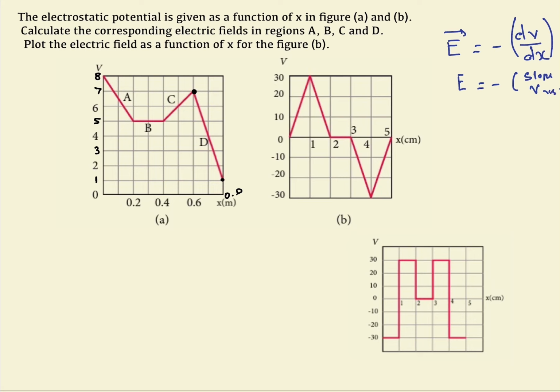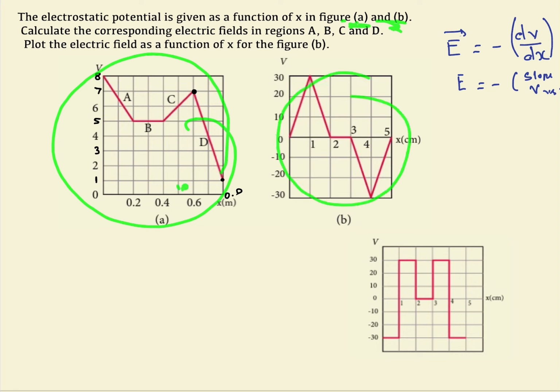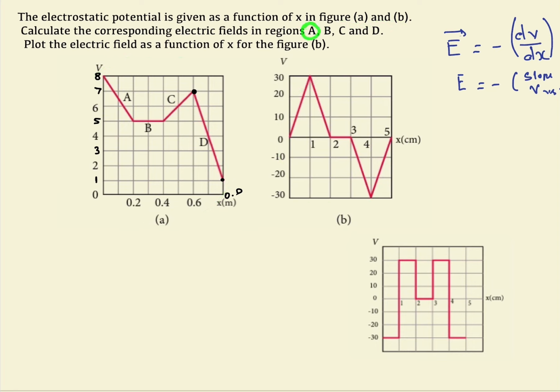Okay, now you see the first question. Electrostatic potential as a function of x is given. Calculate the corresponding electric field in regions A, B, C, D in the first graph. Two figures are given, A and B. So I have the first figure and the second figure. In the first figure, they are asking for A, B, C, D.